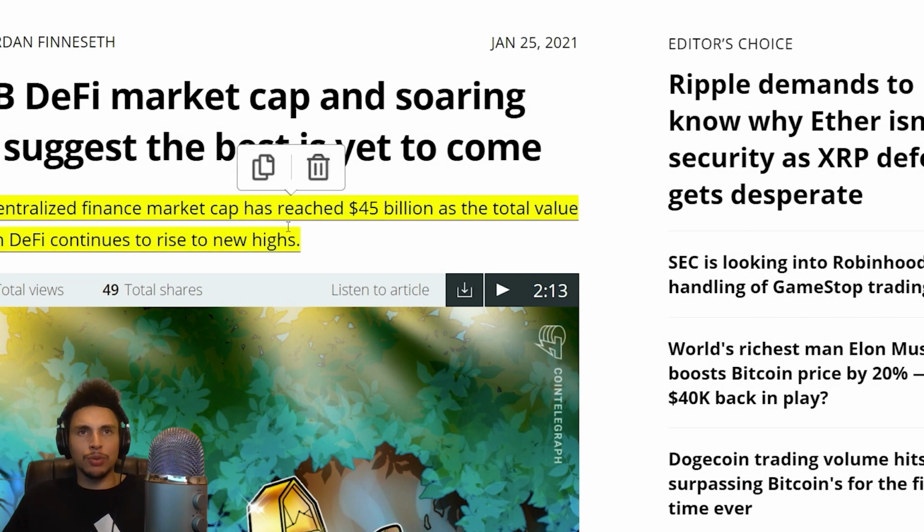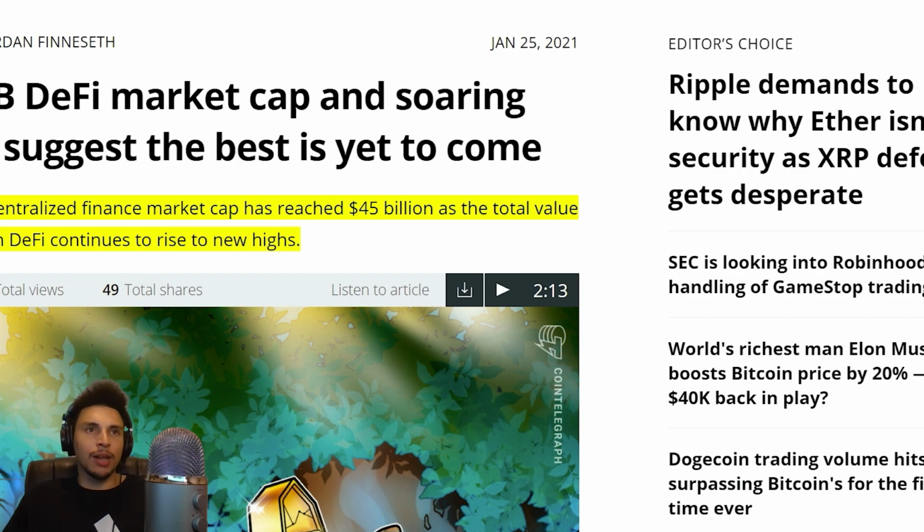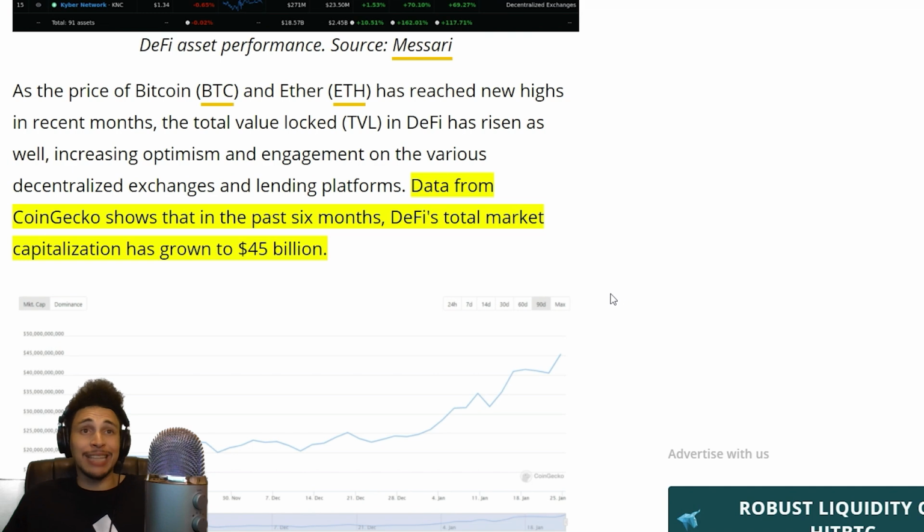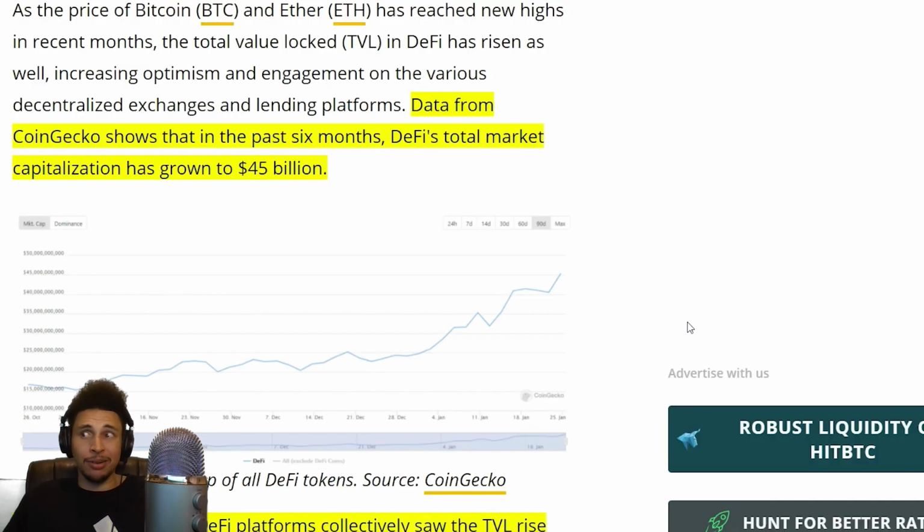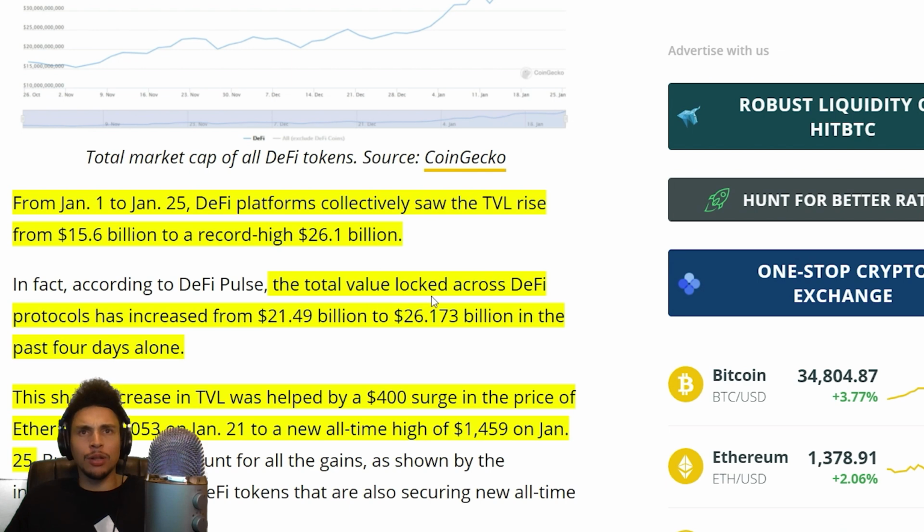Getting me so hyped. The decentralized finance market cap has reached 45 billion as the total value locked in DeFi continues to rise to new highs. Data from CoinGecko shows that in the past 6 months, DeFi's total market capitalization has grown to $45 billion. If that's not bullish, I don't even know what to tell y'all. The total value locked across DeFi protocols has increased from 21.49 billion to 26.173 billion in the past 4 days.